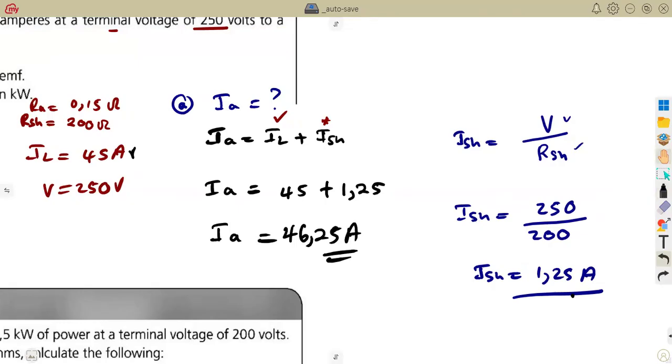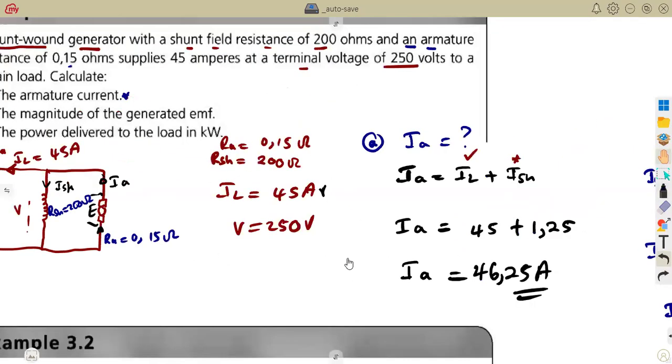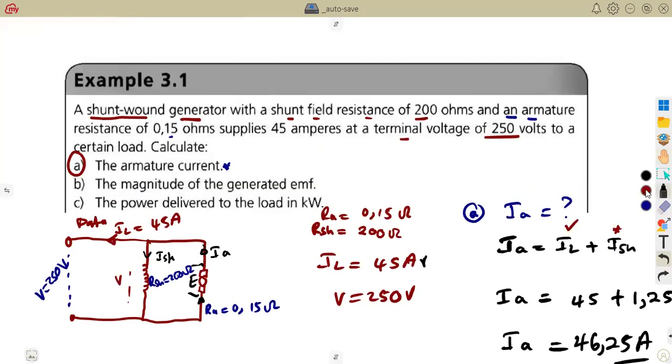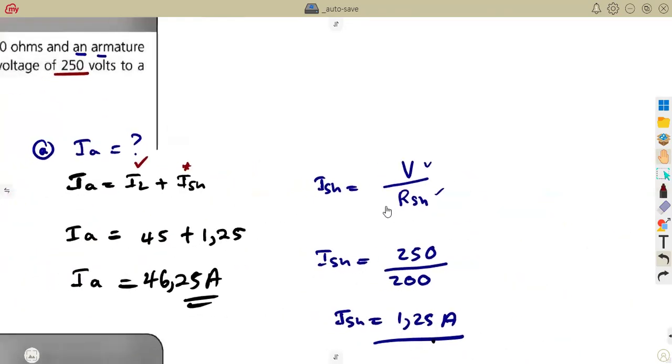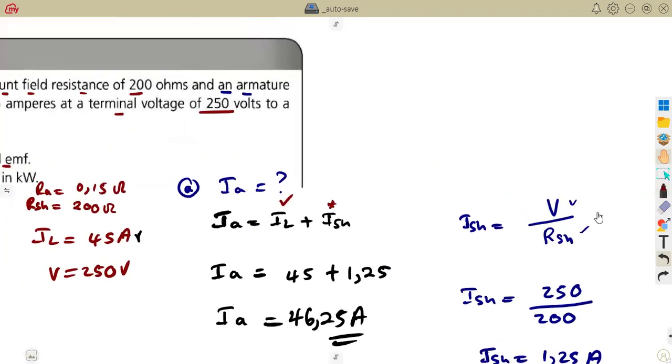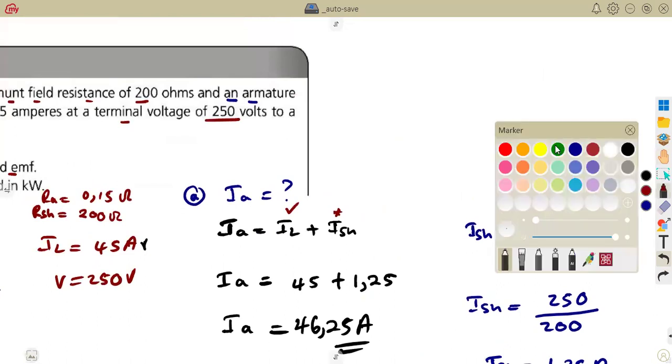Remember, you're calculating current in amperes. All right, just like that. Then B, the magnitude of the generated EMF. E, the generated EMF. How can we have it? All right, let us just try to have it on top here.